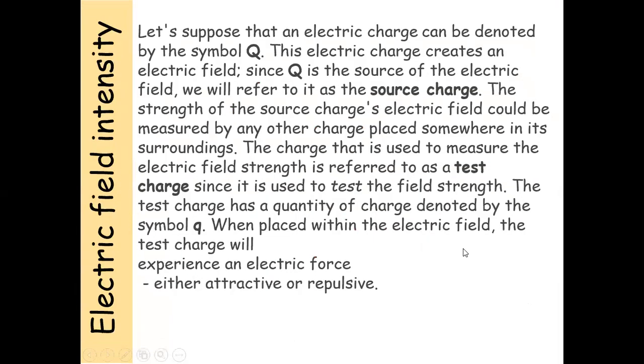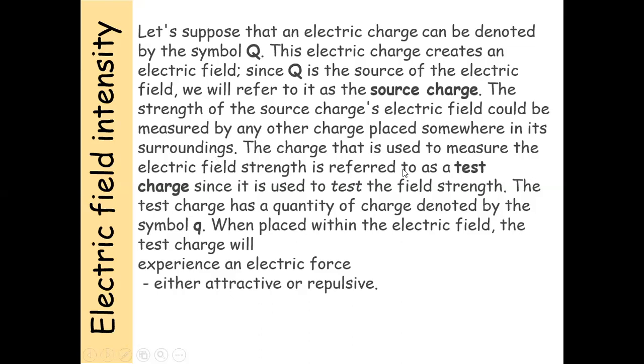In order to explain that, we are going to suppose that there is a charge q. This charge q creates an electric field around it, and this is referred to as the source charge. The strength of the source charge's electric field can be measured by any other charge placed somewhere in its surroundings. It means the source charge creates an electric field, and we need to find the electric field intensity of the source charge. Now we have to bring a test charge.